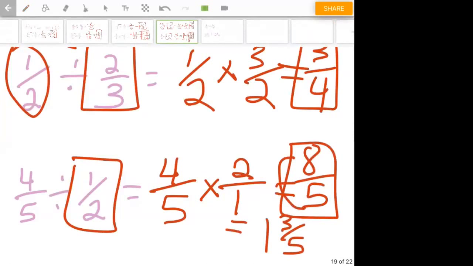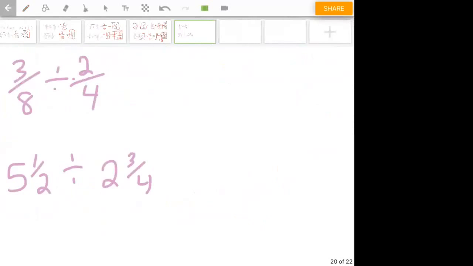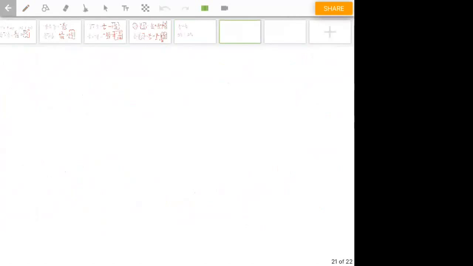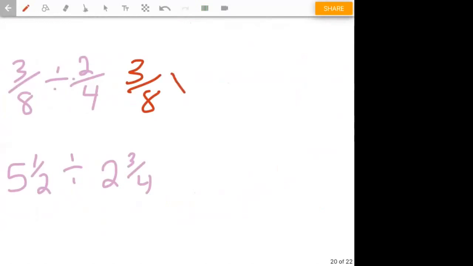All right, one more, and then again, I'll answer any questions anyone has. So we have 3/8 divided by 2/4. So we're going to keep the 3/8. Instead of dividing, we're going to multiply by the reciprocal, which would be 4/2.